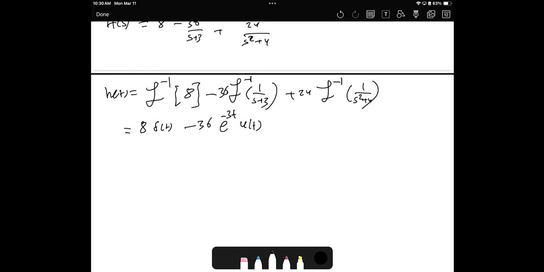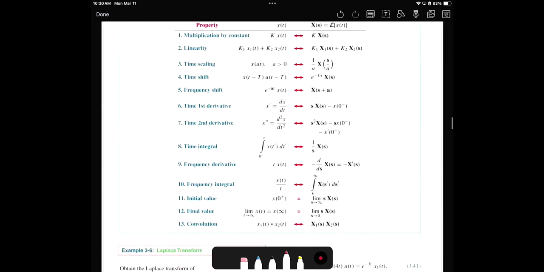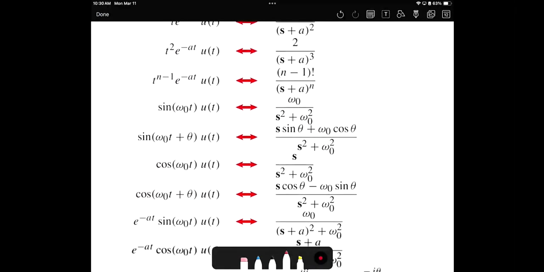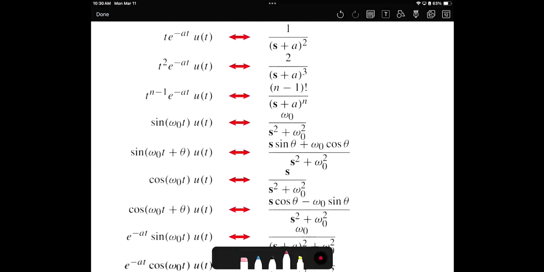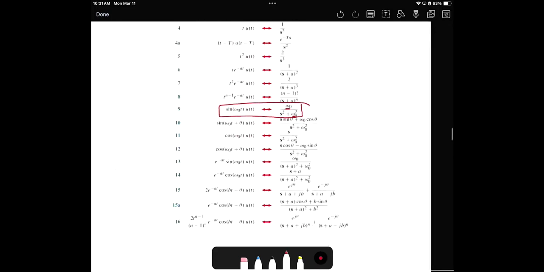Okay? Then plus 24. What's the Laplace inverse of 1 over s squared plus 4? Sine 3t. Okay, that's good. So it looks like sine 2t. So let's go to the table and see. So we see here there's something that we need to worry about. Here is omega, here is omega. So if I will say sine 2t, it needs to be like this.